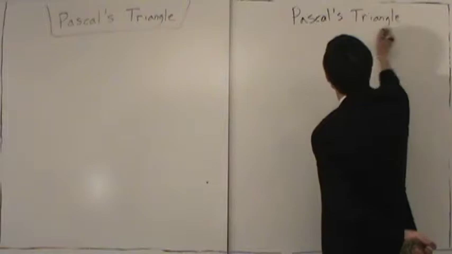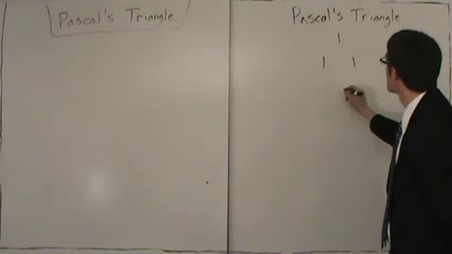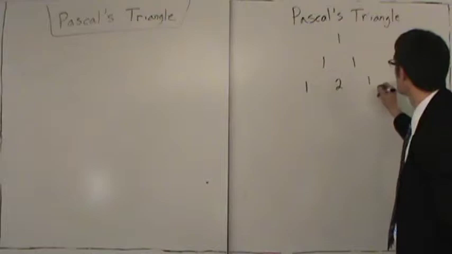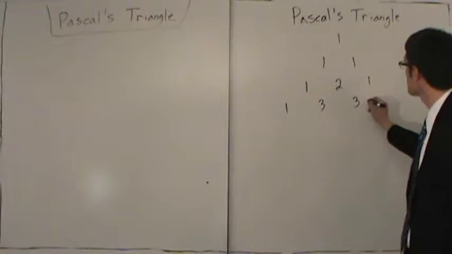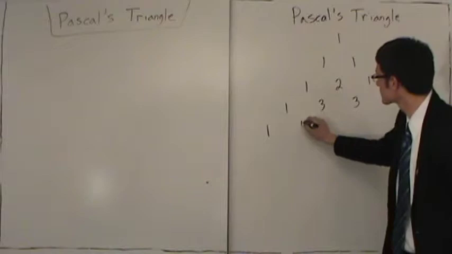starts with 1. And then what do we have? After 1, we have 1, 1. And then we have 1, add 1 plus 1. 1 plus 1 is 2 and a 1. And now what do we have? 1. 2 plus 1 is 3, and we have a 1 on the end. And then what? 1. 3 plus 1 is 4. 3 plus 3 is 6. 3 plus 1 is 4, and we have a 1 on the end.